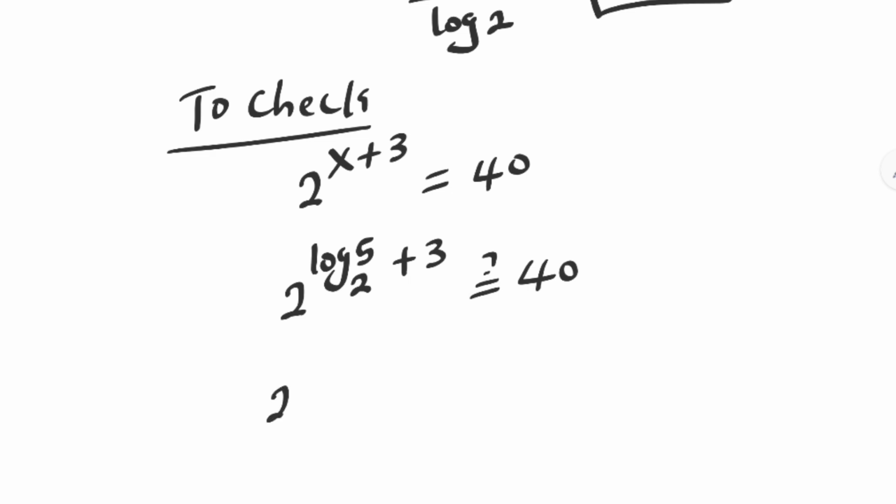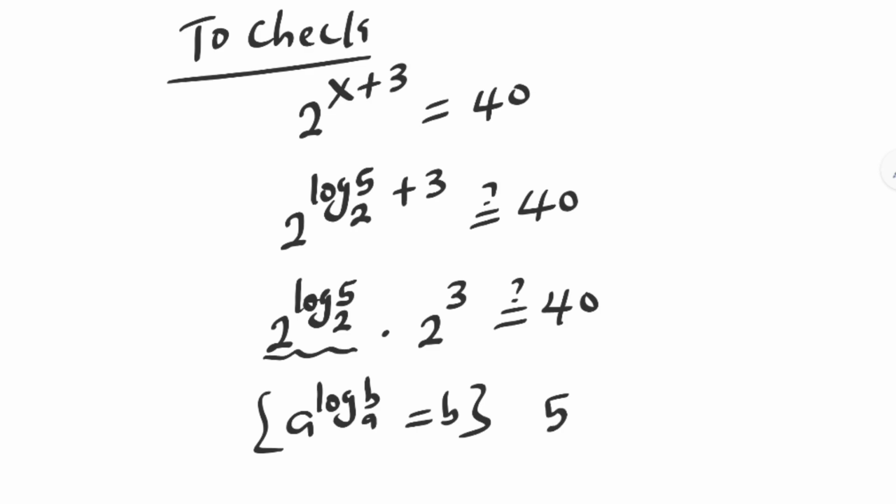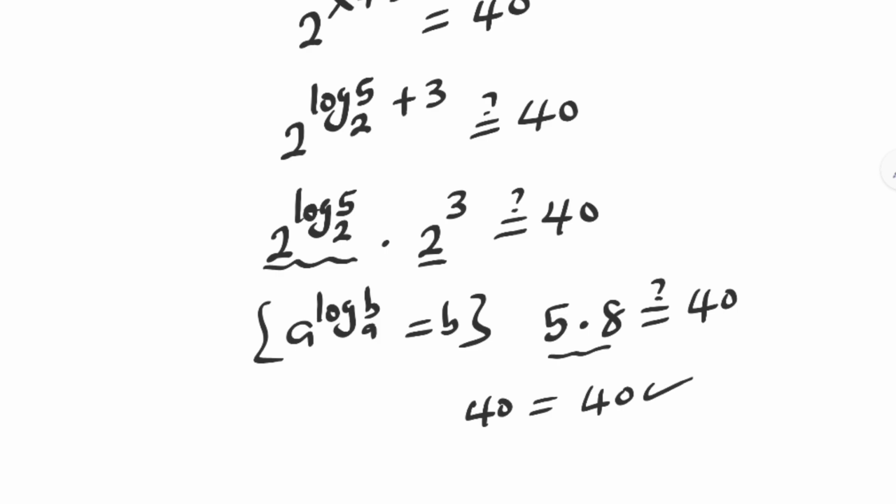Then this is the same thing as 2 raised to power log 5 base 2 multiplied by 2 raised to power 3 must be equal to 40. If you have a raised to power log b base a, this is equal to b. Then the whole of this is 5 multiplied by 2 raised to power 3, that is 8, must be equal to 40. 8 multiplied by 5, this is 40, is equal to 40, which is true.